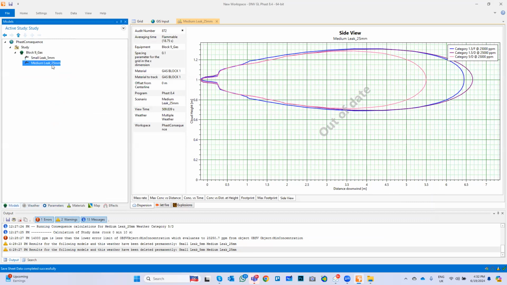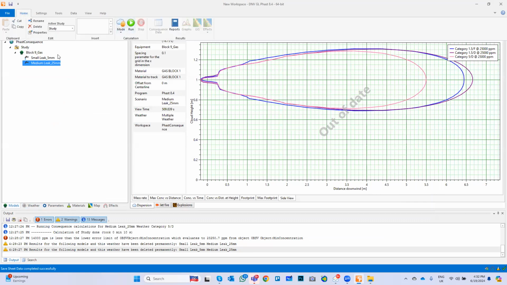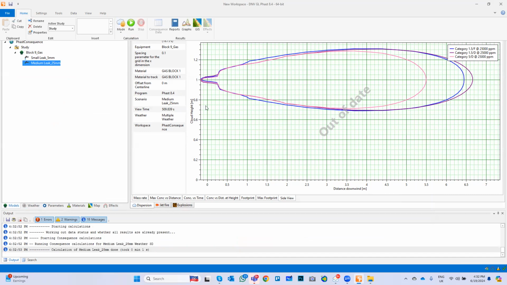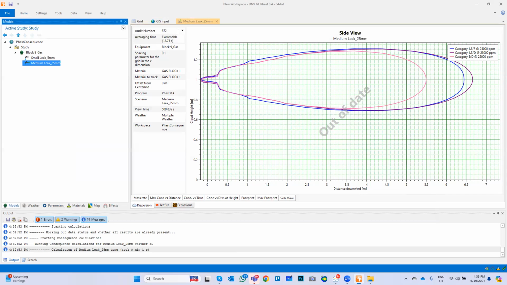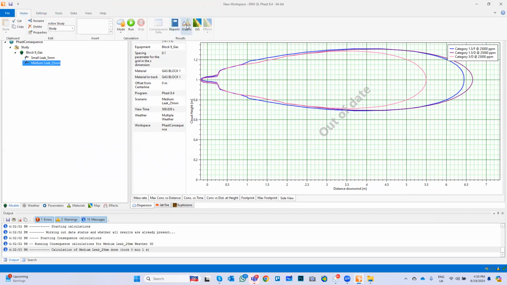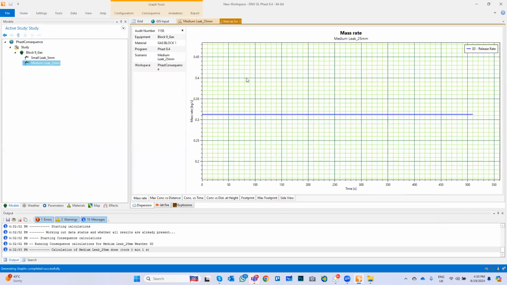Now I can rerun this scenario. I can go home by selecting the scenario. I will run. PHAST will regenerate the outdated contours from the previous run. Go to graphs. It will generate.